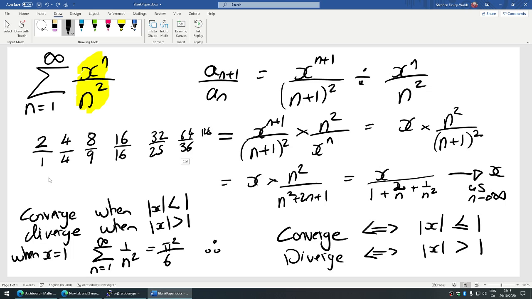Yeah, so this makes perfect sense. If x is too big, it will diverge. If x is small enough, it'll converge. And when x is 1, we actually get a special case series. The infinite sum here is pi squared over 6. Yeah, that's an interesting one.